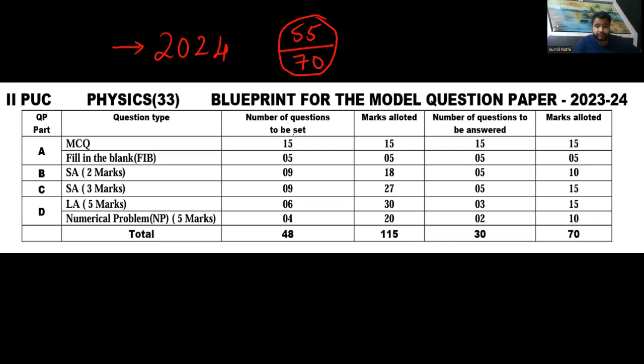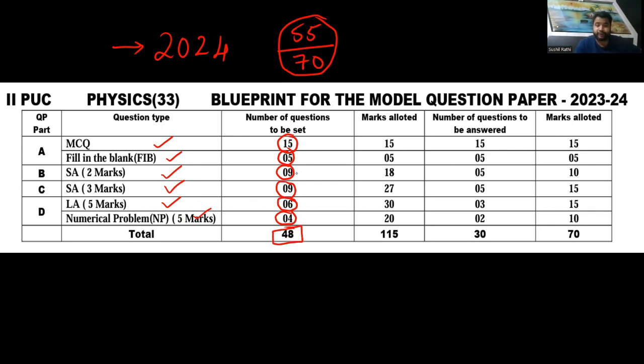You will have 15 multiple choice questions, so 15 questions in your MCQ. You will have 5 fill in the blanks. There will be totally 9 questions of 2 marks each, 9 questions of 3 marks each, 6 derivations of 5 marks each, and 4 numerical questions of 5 marks each. So this is how your question paper will be. The total number of questions on your question paper will be 48.